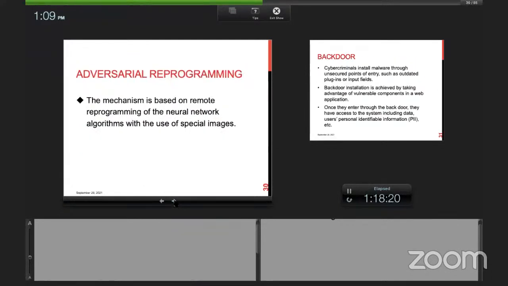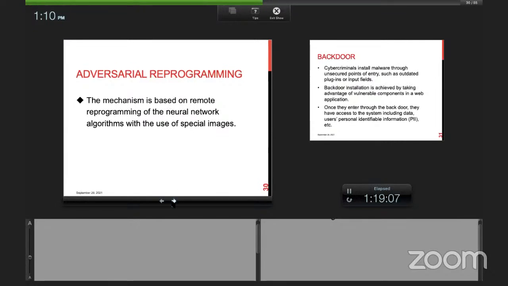Then you have adversarial reprogramming. The mechanism is based on remote reprogramming of the algorithms with the use of special images. Obviously, this is quite tough, because the malicious user or the attacker has to have much knowledge about the entire network on which the system is running, where the data is coming from, where the algorithms are, and what type of algorithms they are using. And how will they feed the system the special images that the attacker wants to feed? So this is adversarial reprogramming.